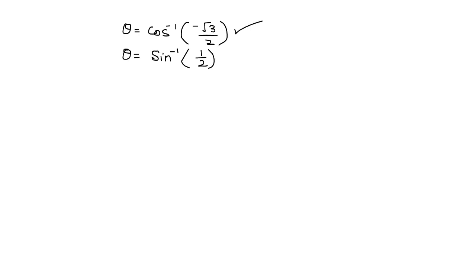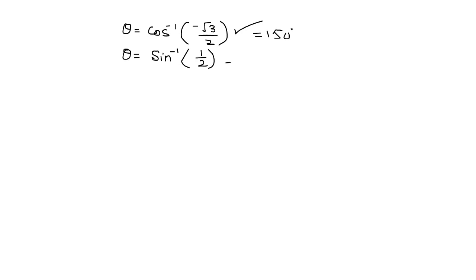I will repeat. Theta is equal to cosine inverse of minus square root of 3 divided by 2, and theta is equal to sine inverse of half. So when you calculate from the calculator, cosine inverse and you put minus square root of 3 divided by 2, it will give you radians. You have to convert them into degrees. You will get 150 from the calculator.